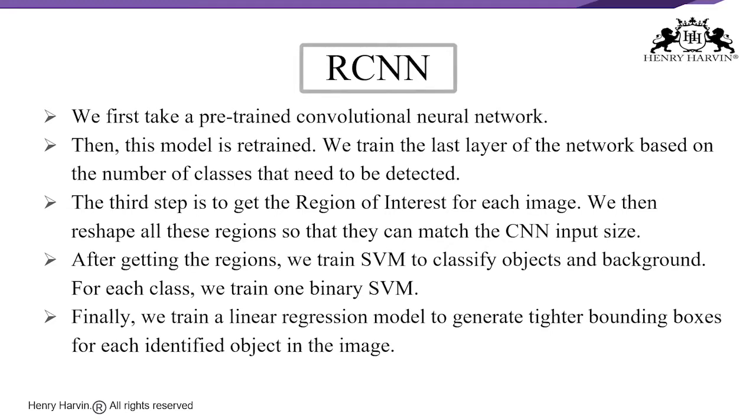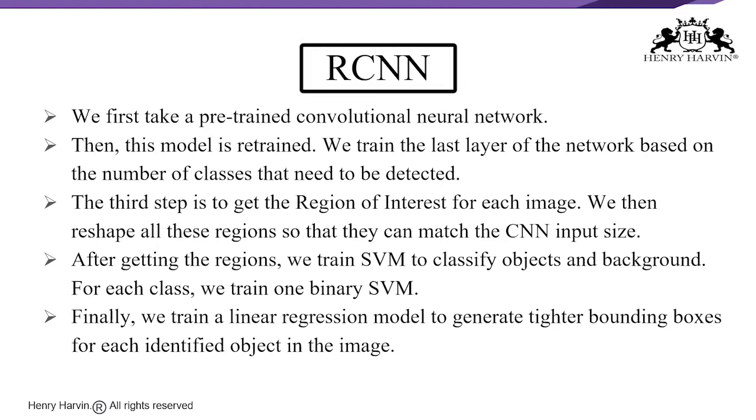So we are first choosing the pre-trained convolutional neural network. Then, according to the output we expect, like how many classes have to be detected, based on that we are retraining the last layer of the network. Now the next step is the region of interest for each image. Do we have any particular region of interest? Then we reshape all these regions so that they can match the input size of the CNN, right?